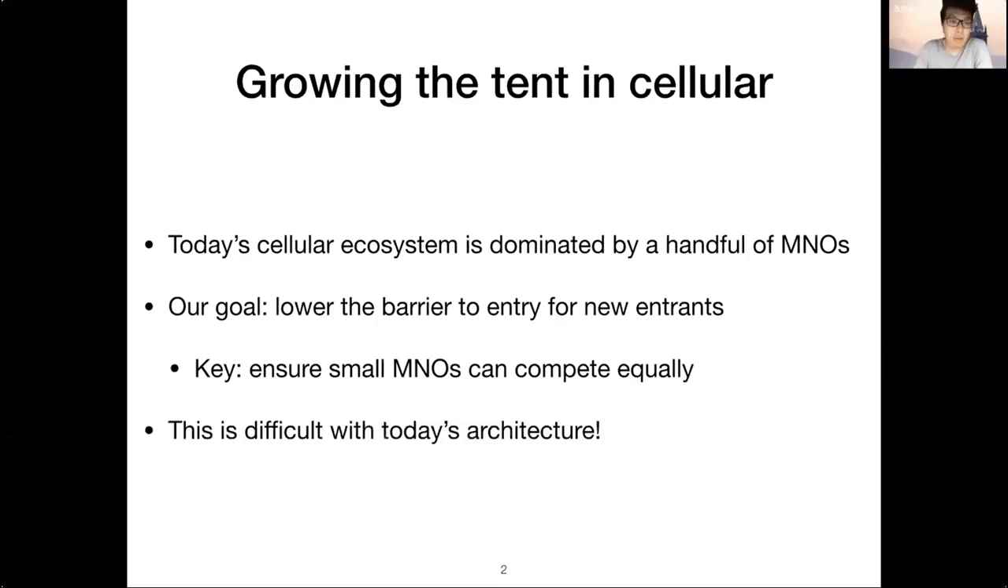With this goal in mind, we examined today's cellular architecture and realized that it's fundamentally at odds with the vision of empowering small-scale access providers. In the next few slides, I will explain why this is the case.